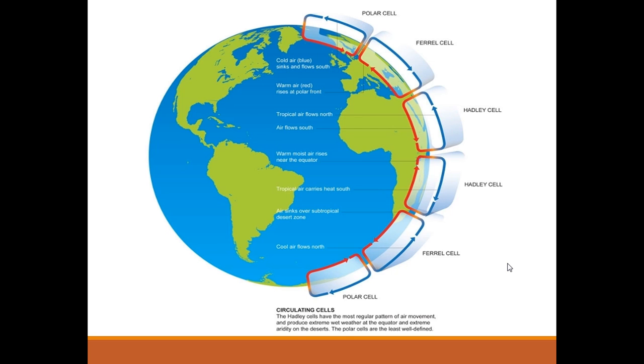Now, these weather systems are observed over many years, and the patterns observed over long periods of time are what will determine global circulation patterns. Please note at the bottom here, the Hadley cells have the most regular pattern of air movement. In other words, they're fairly predictable, and they also produce the most extreme weather at the equator. So we're talking about in this area here.